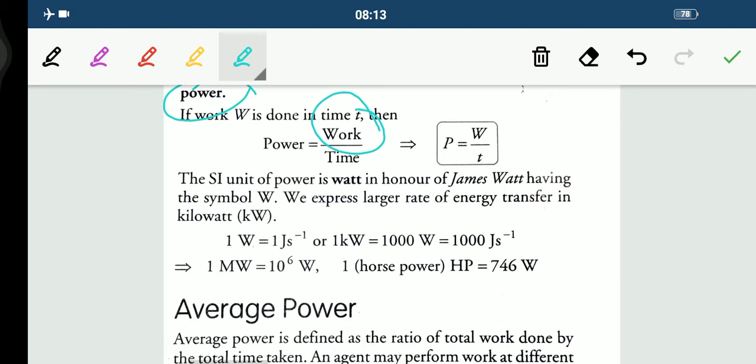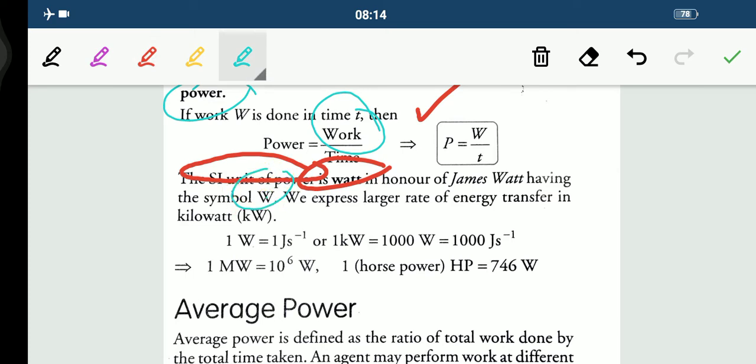Children, first of all, we should know what the SI unit of power is. I have already told you in my previous modules that power is work done upon time. So the SI unit of power becomes watt. James Watt gave this term, watt. Remember, the symbol we use here is W.